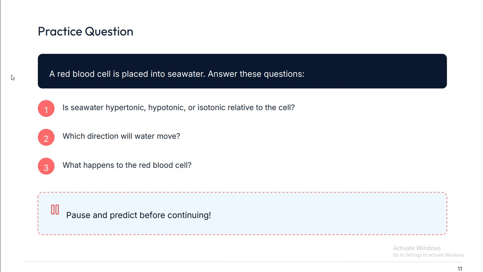Okay, a red blood cell is placed into seawater. Answer these questions. Is seawater hypertonic, hypotonic, or isotonic relative to the cell? Which direction will water move? And what happens to the red blood cell? Pause and predict before continuing.